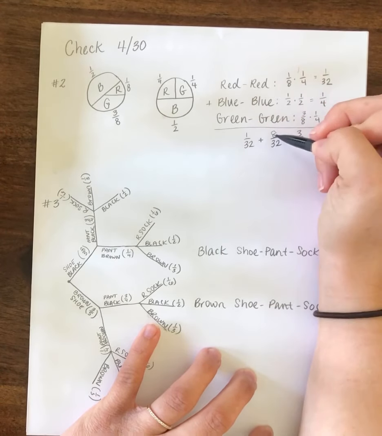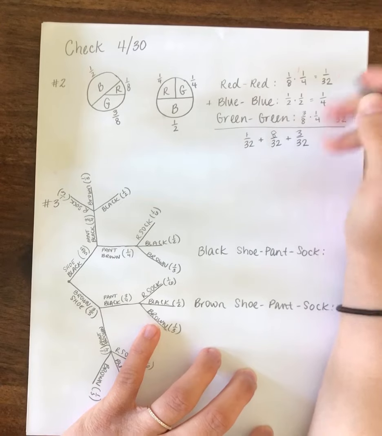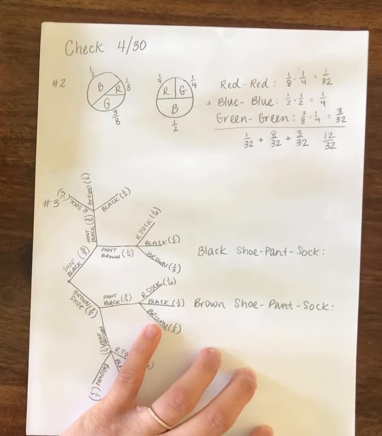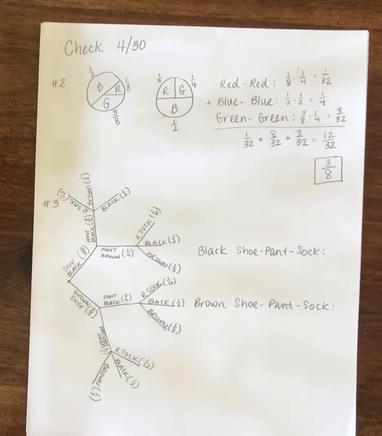Then this becomes 8, 9, 10, 11, 12, so 12 out of 32, which I can divide both of those by 4. 12 divided by 4 is 3, and 32 divided by 4 is 8. So 3 out of 8 spins, I would land on the same color both times.